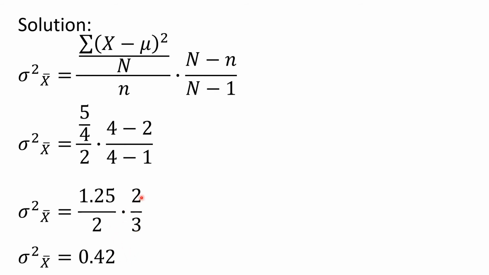Or if you did not notice that you may cancel this out, or what the right term for that is, we may get the lowest term of this. For example, if you did not notice that, you may multiply 1.25 by 2, and then divide their product by the product of 2 and 3. Still, you'll arrive at the same answer, 0.42.